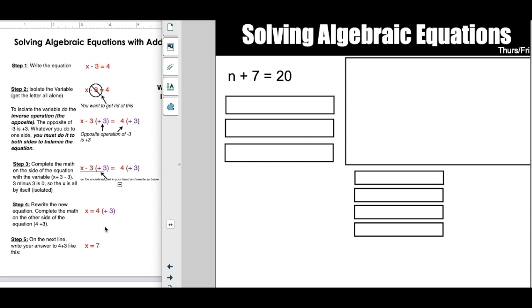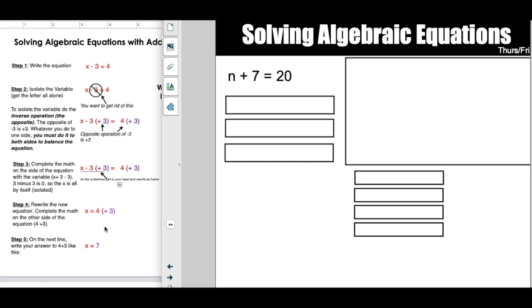We are going to be working on addition problems today and subtraction problems tomorrow, so only one video to watch on instructions today. We are going to review solving algebraic equations using addition and subtraction and following our steps. So step 1 is to write the equation, which, how nice, has been done for us. N plus 7 equals 20.